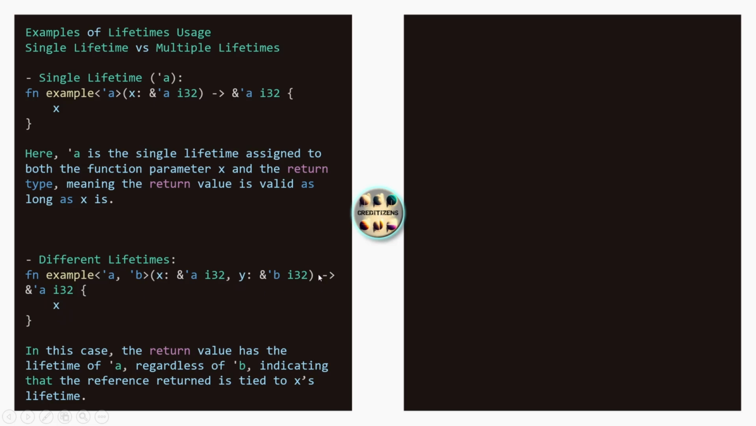even if you have this defined. It's not the best example ever, but we're going to go into the hands-on and you'll be able to see those. Here I try not to overcomplicate, because I'll be commenting and it will be more interactive. In this case, the return value has the lifetime of A, regardless of B, indicating that the reference returned is tied to X's lifetime. So here the function is going to follow along with the X lifetime.